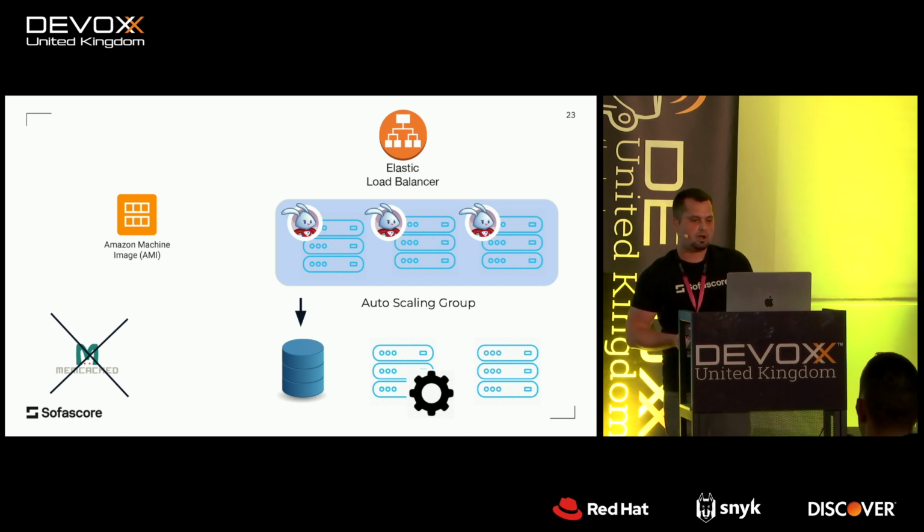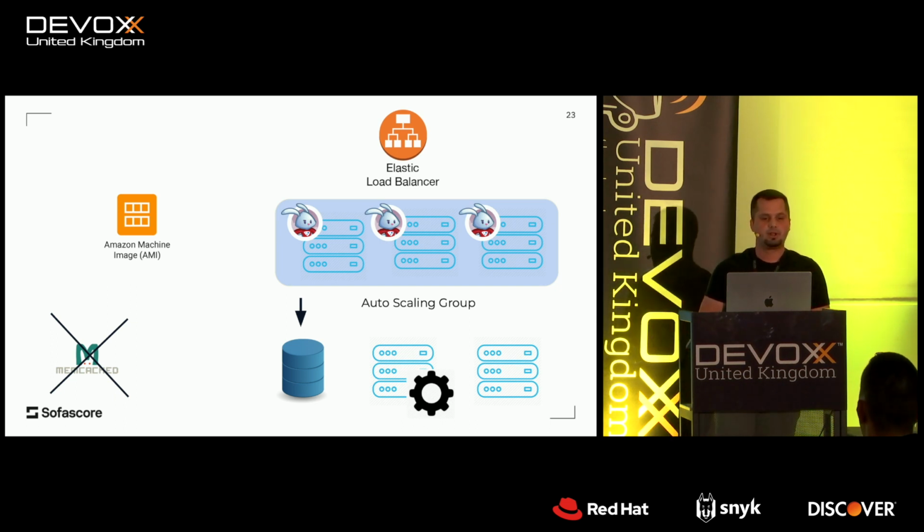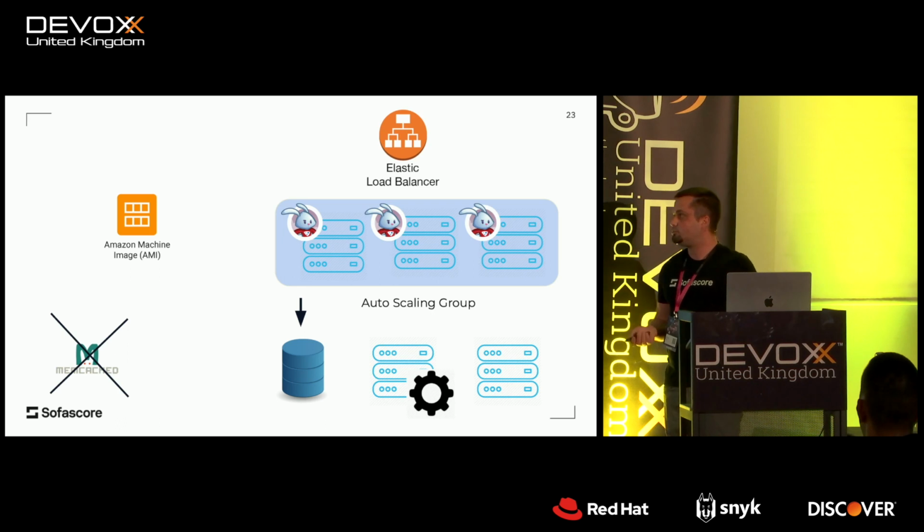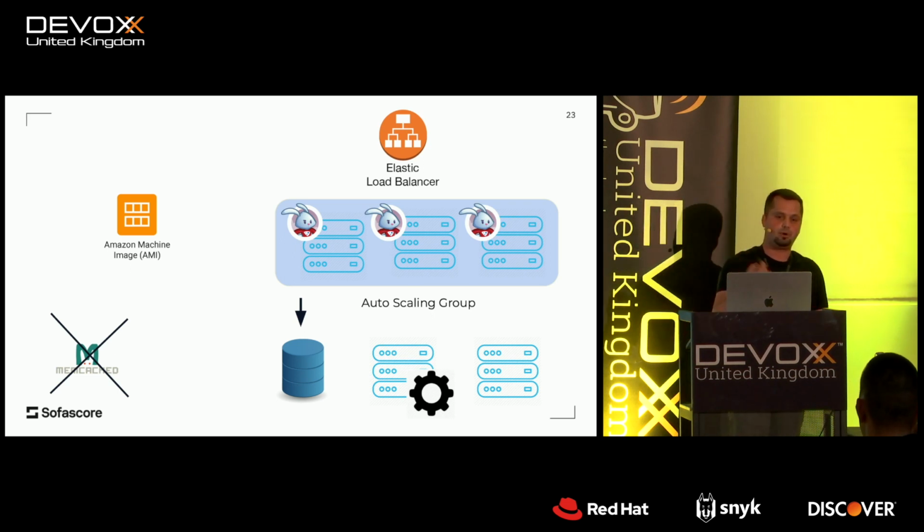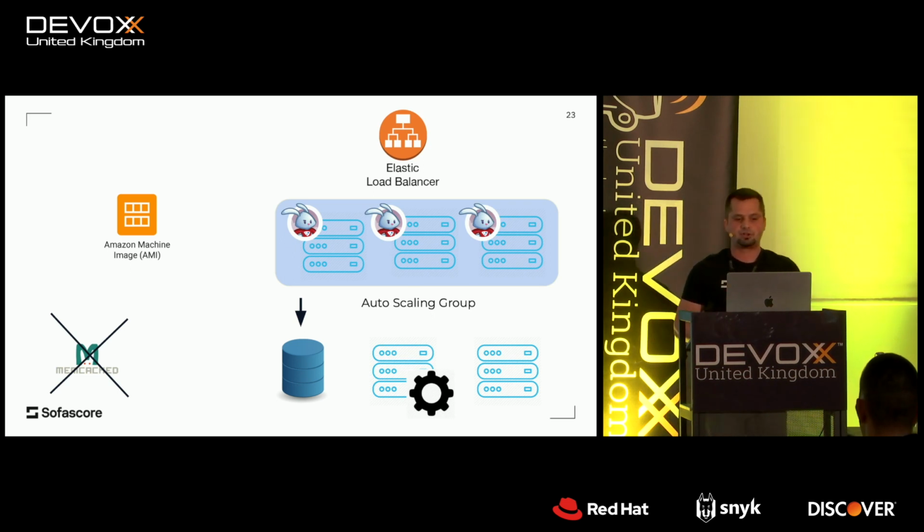So this is how the infra looked. It was quite simple. We had an auto-scaling group that ran an image. That image contained both the Varnish and the backend servers, and then we had some more instances that were doing background tasks and jobs and whatnot.